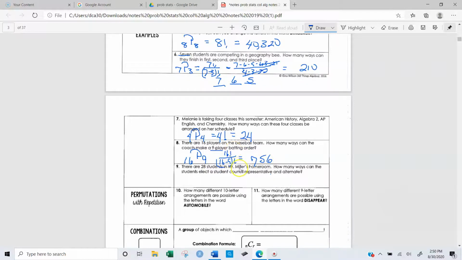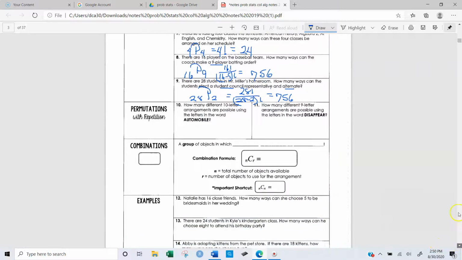28 students, how many ways can the students elect a student council representative and an alternate? So there's 2 people. So out of the 28, I'm going to choose 2 because it matters which direction I am doing that. So that's 28 factorial, all over 28 minus 2 factorial, which equals 756. All right, permutations with repetition are a little bit different.